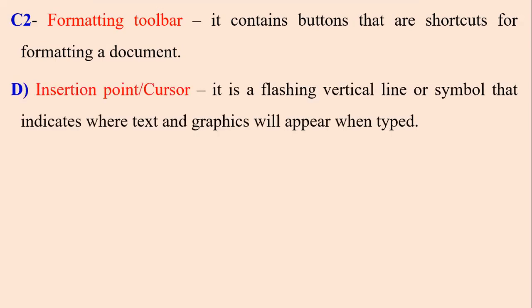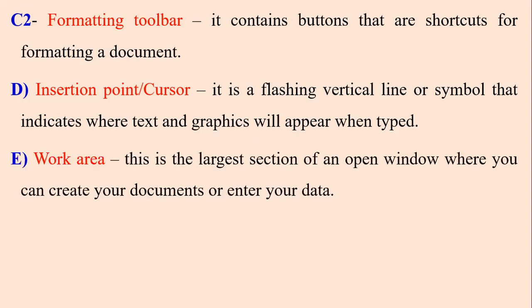Another part of the window is called the insertion point or cursor, though this one is mostly available on windows or screens that are for applications used to do something. For example, if you start the Microsoft Word program and you want to create a document, from that document's window, we are going to have an insertion point or a cursor. So this is a flashing vertical line or a symbol that indicates where text and graphics will appear when typed.